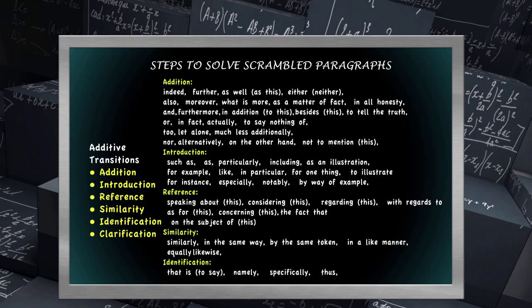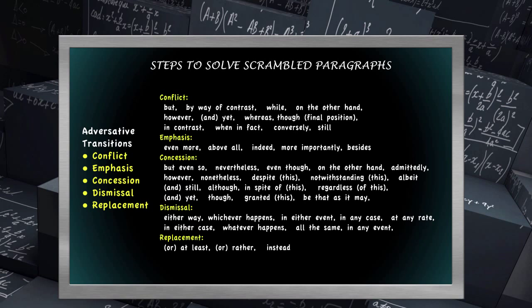Let's see some examples of the first of these groups, the additive transitions. Although they can appear in any paragraph, they'll almost certainly appear in descriptive and explanation paragraphs. They'll identify something: that is, to say, namely, specifically. Or they'll add to a point: indeed, further, as well, moreover. And in cases, they'll introduce a new topic: particularly, including, as an illustration, for example, or refer to something: considering this, regarding this, concerning, or perhaps even express similarity: in the same way, by the same token.